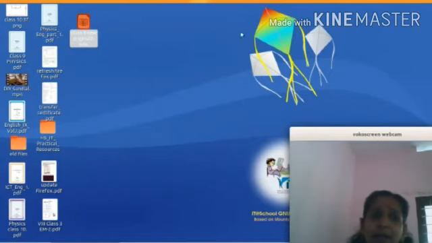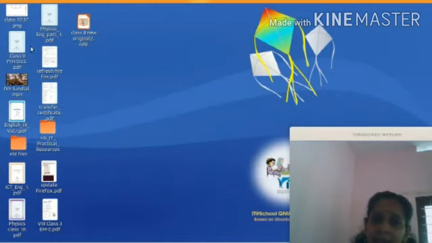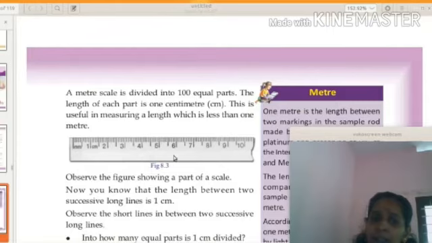We can look at the test, and try to measure the line having length 5 centimeter. Look here, up to this: 1, 2, 3, 4, 5. Up to this, how many centimeter? Yes, 5 centimeter. Isn't it?